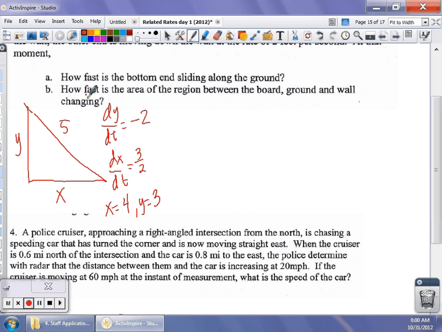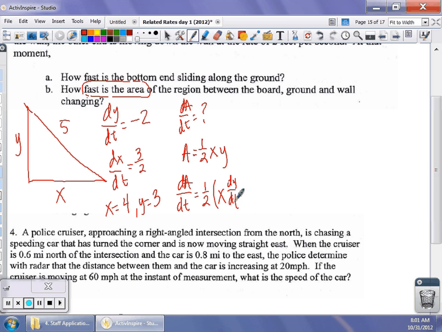How fast is the area changing? We're looking for how fast the area is changing, so we want dA/dt. All right, well, the area of a triangle is 1/2 base times height. So in this case, we would have area is equal to 1/2 of x times y. We're not substituting anything right now. We're going to find the derivative, dA/dt. We're going to need the product rule on the right-hand side. I'm going to leave my 1/2 out front. So I have first times the derivative of second, remember, we're taking the derivative with respect to time, plus second times the derivative of the first.